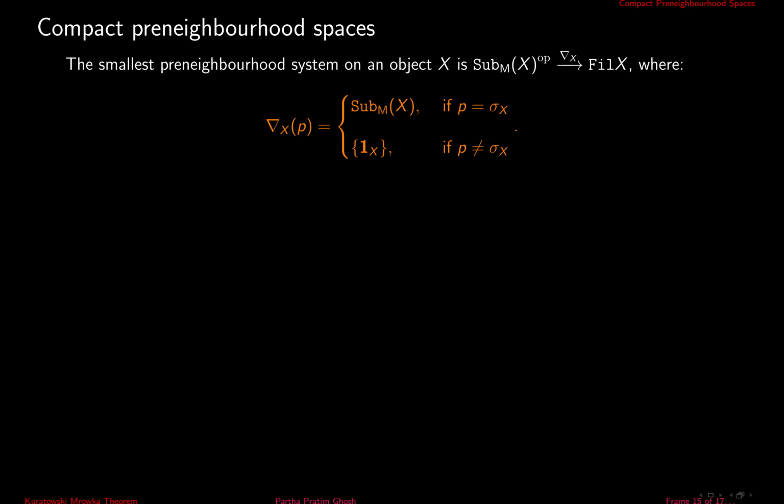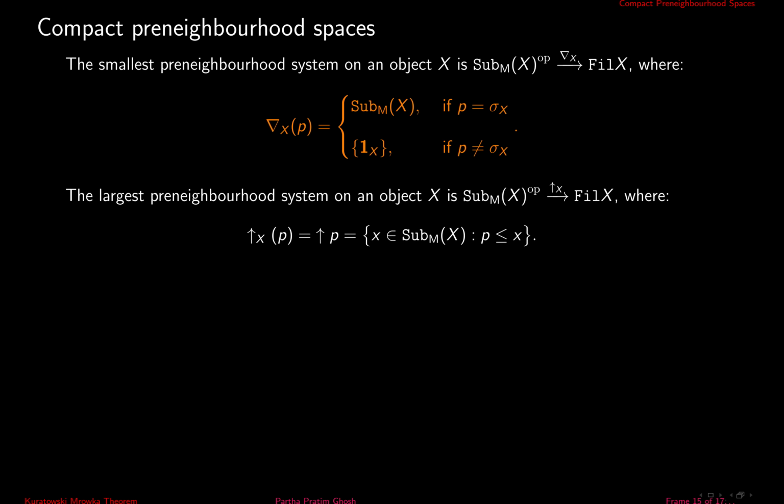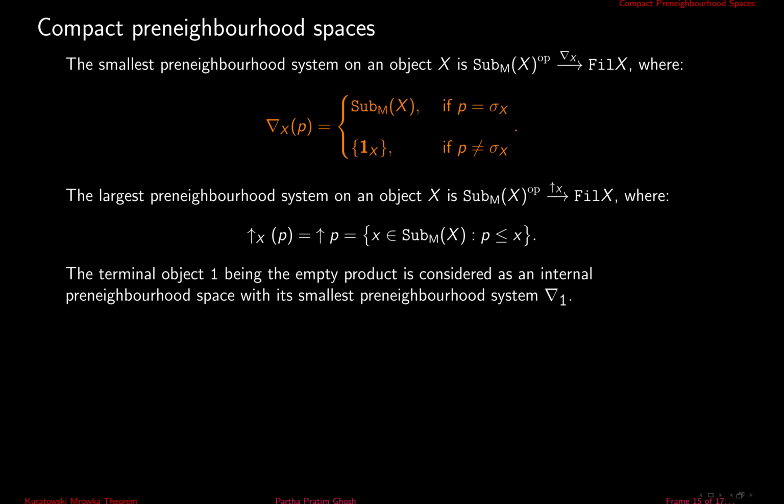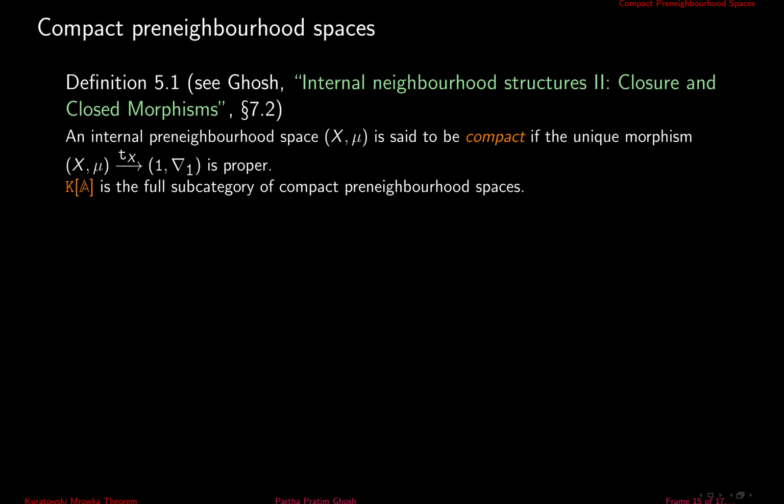We are now ready to speak about compact things. This is the smallest pre-neighborhood system, this is the largest, and since the terminal object is the empty product, we must always assign it the smallest pre-neighborhood system. Well, now, an internal pre-neighborhood space is compact if the unique morphism is proper.